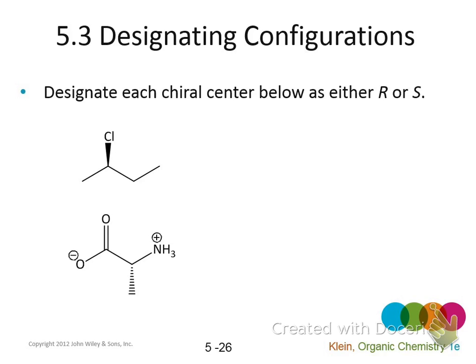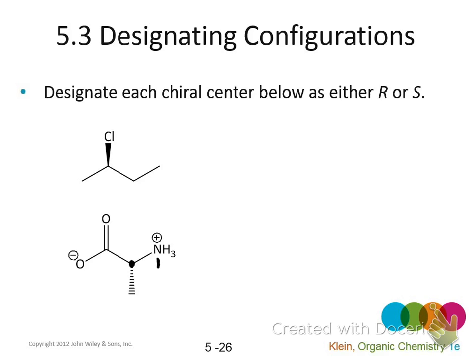We already did the top one. Boring. Let's do the bottom one. Anybody know what that is? It's alanine. It's the amino acid alanine. We're going to assign the configuration to the carbon that's chiral, which is this one. Nitrogen is what priority? It's top priority.